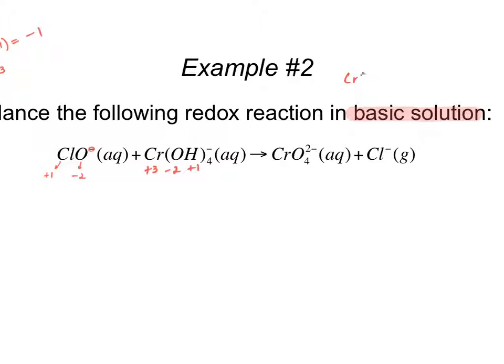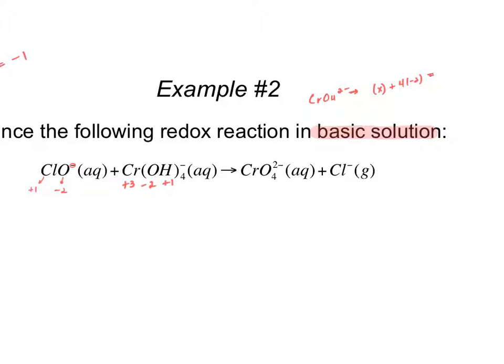We've got CrO4 2-. So again, chromium will be the unknown. It's least predictable. We have 4 oxygens, so 4 times -2. And this has to sum to -2 overall. So X is equal to a +6 here. So we have a +6 and then a -2. And then chlorine, this is a monatomic ion. It's just going to have the same oxidation state as its overall charge, so -1.